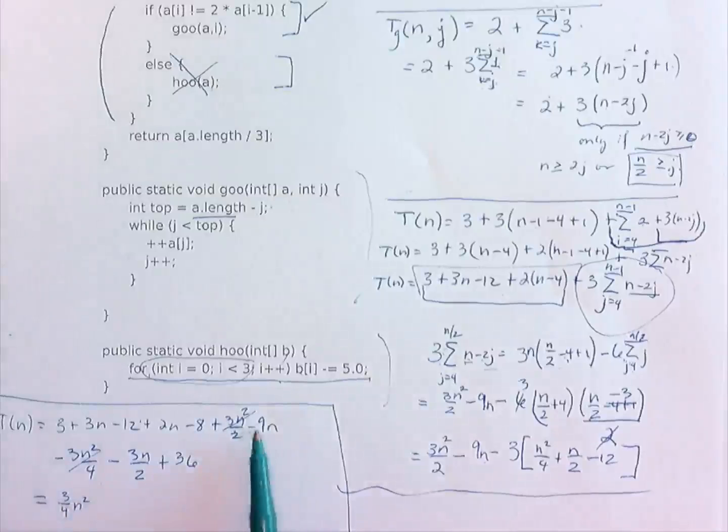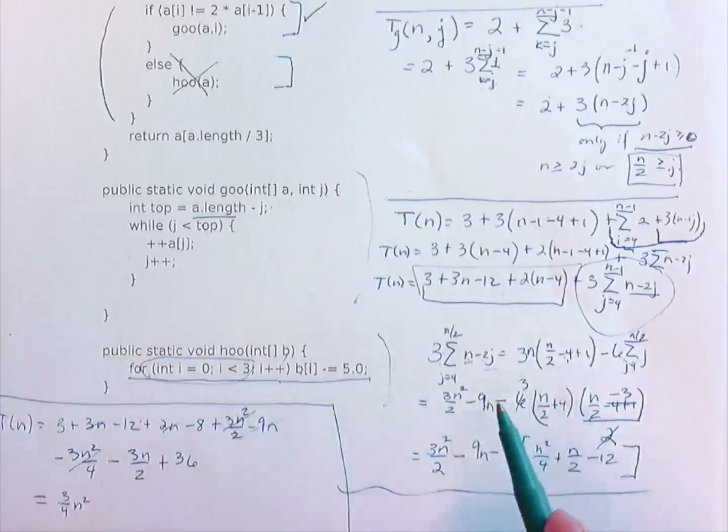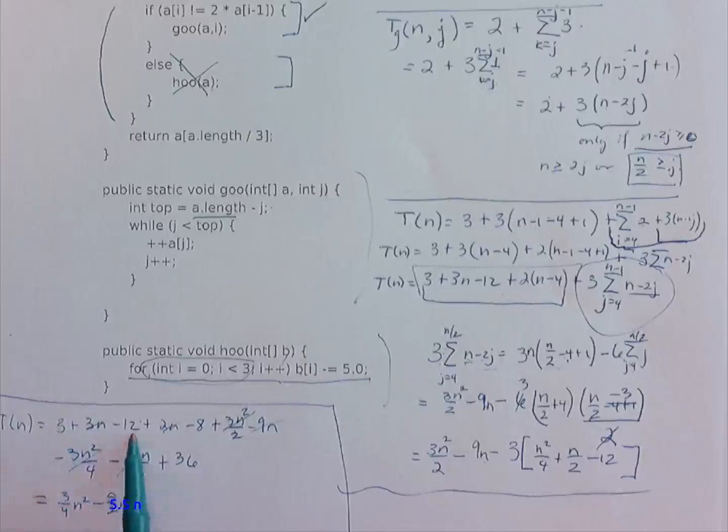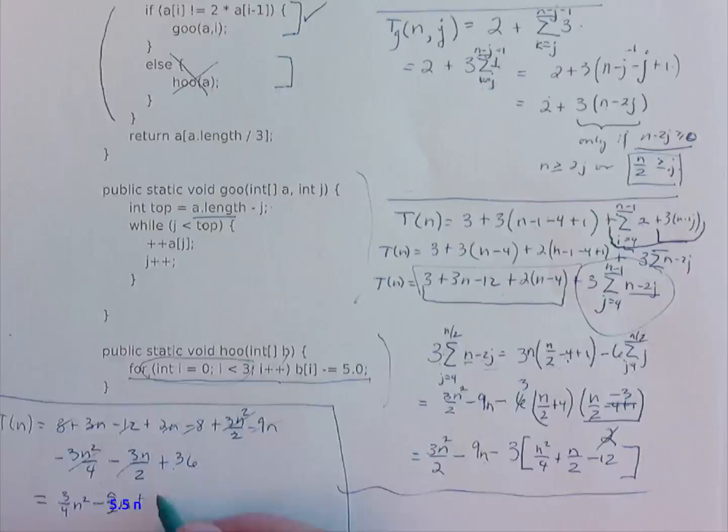Good. And now my n terms, I have an n, a 5n, and that's a minus 4n, and that's a minus 5.5n. And now finally my constant terms, 3 and negative 12 is negative 9, negative 9 and negative 8 is negative 17, negative 17 and 36 would be, what, 19? Okay, let me double check that one. I went through that one too fast. Let's see, negative 9, negative 17, right, 36 and negative 17. And yeah, good. So that's my final expression for the runtime.